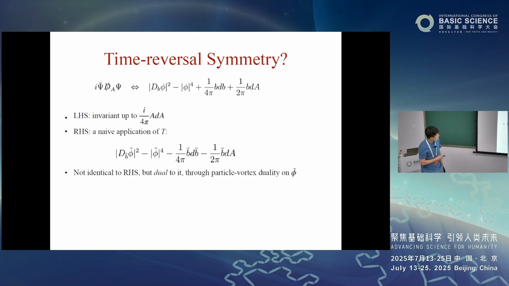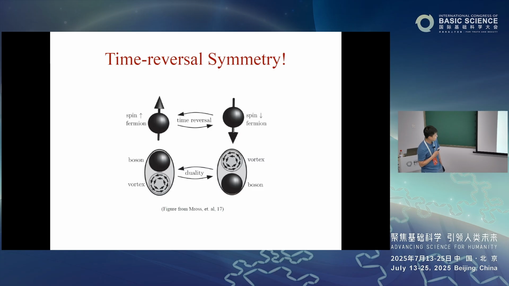Once you do that, you realize that the theory is actually compatible with time reversal symmetry. So there is actually a very nice cartoon picture for that. Remember, I interpreted this Dirac fermion as a combination of boson and vortex in this duality. It turns out the Dirac fermion comes with a spin, and if you do time reversal twice, you get a minus sign.